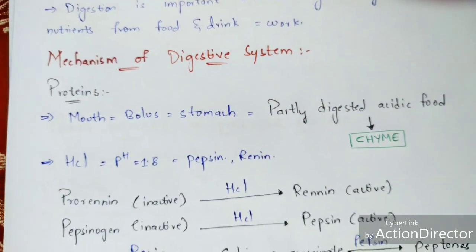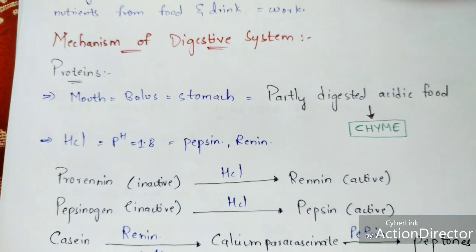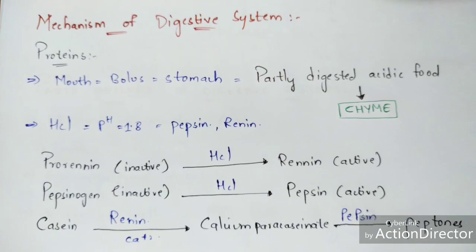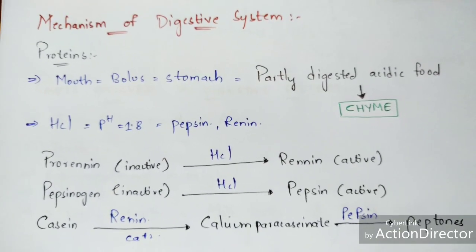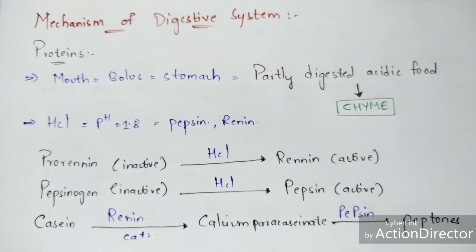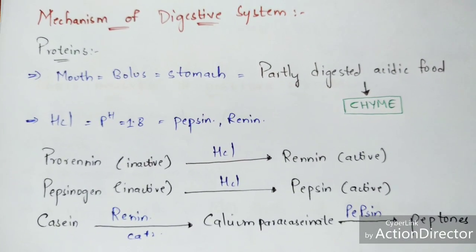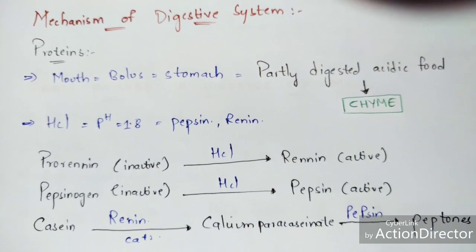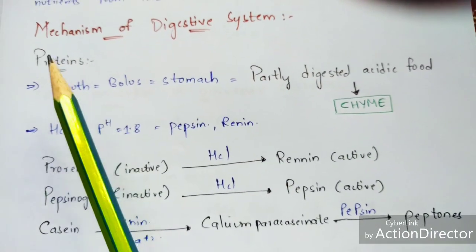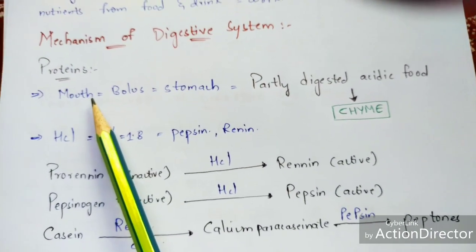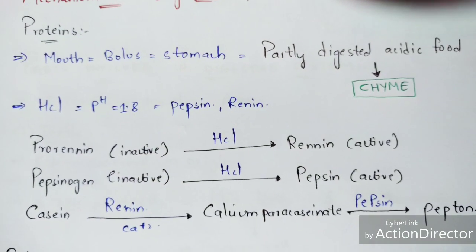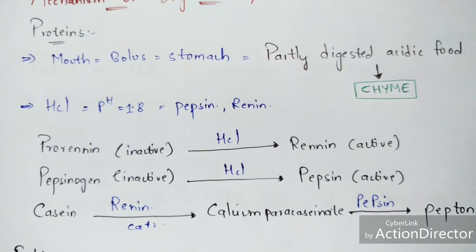Now discussing the mechanism of the digestive system, this is very important to remember here. See here, I am going to explain to you the mechanism of the digestion and absorption of proteins, fats as well as carbohydrates. So firstly let us discuss the digestion of proteins. Normally we take food through the mouth, and within the mouth the food will get mixed with saliva and forms bolus, right?